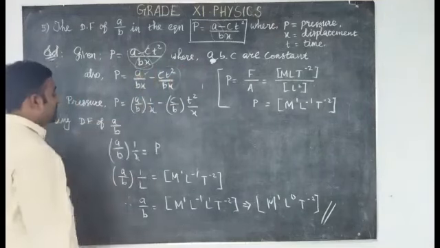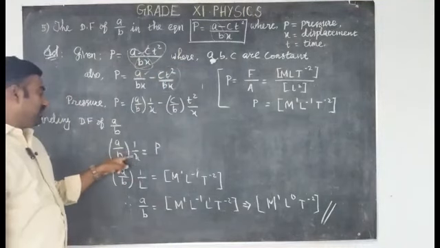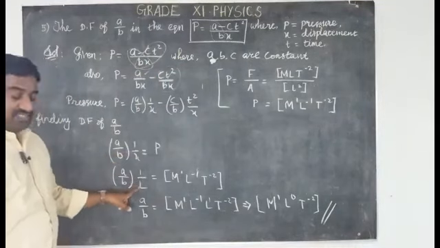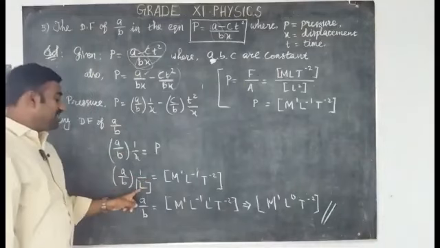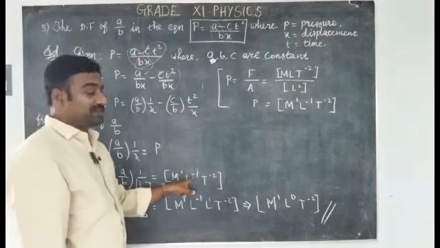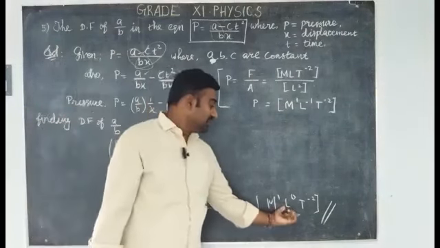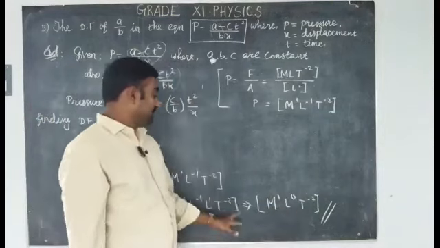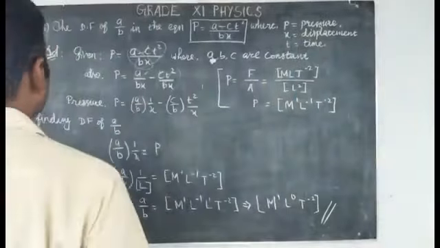So pressure is equal to A by B into 1 by X. Therefore, X is the displacement, the dimension is L. So A by B is equal to, the denominator L is transferred to the right side, where it is multiplied. Already here L power minus 1 is there, now L power 1 is multiplied, so it cancels away and becomes 0. So this is the dimensional formula of pressure. Okay. Now, next question.